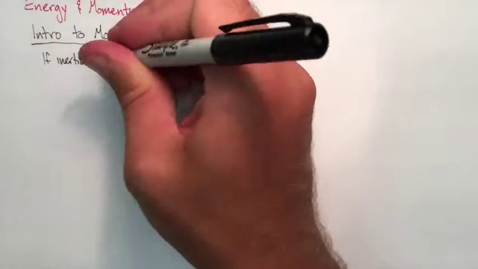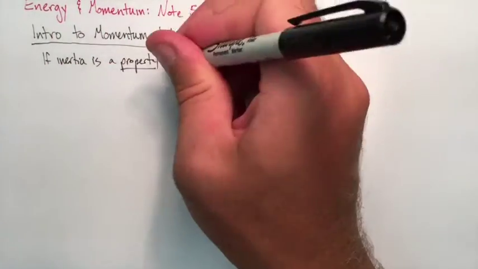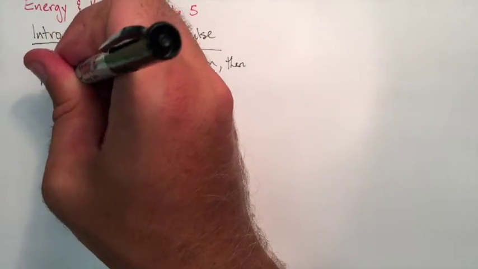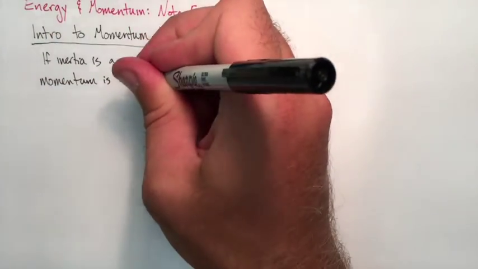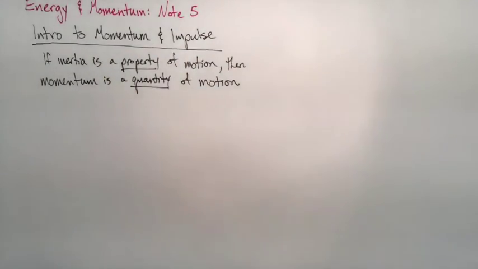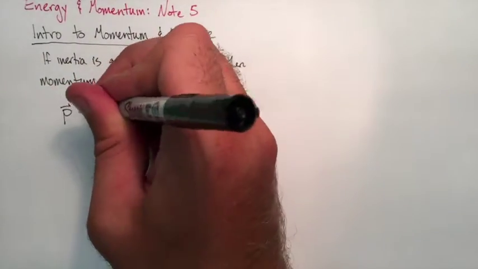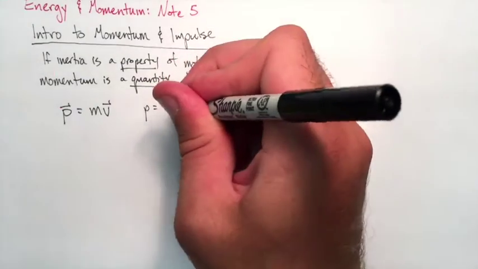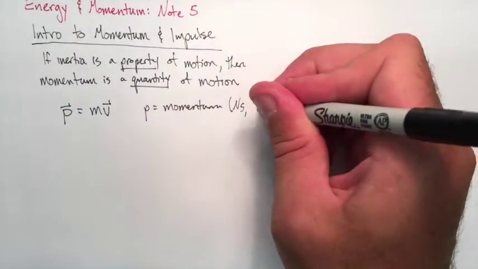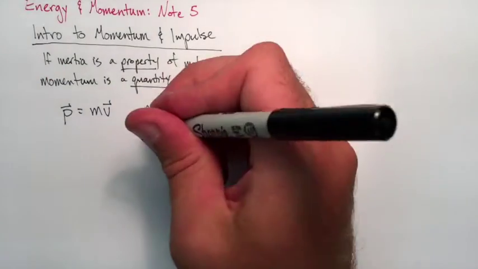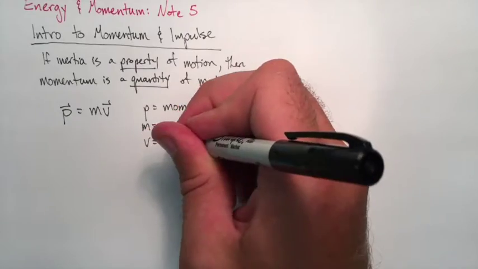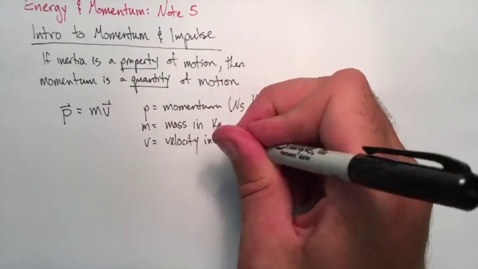If we think of inertia, inertia is a property of motion, then momentum is a quantity of motion. So if we look at motion, we can actually give it a value where momentum is represented by the willingness of an object to keep doing what it's doing. Here we use the variable p for momentum. It is a vector quantity. The momentum will be in units of Newton seconds or kilogram meters per second.